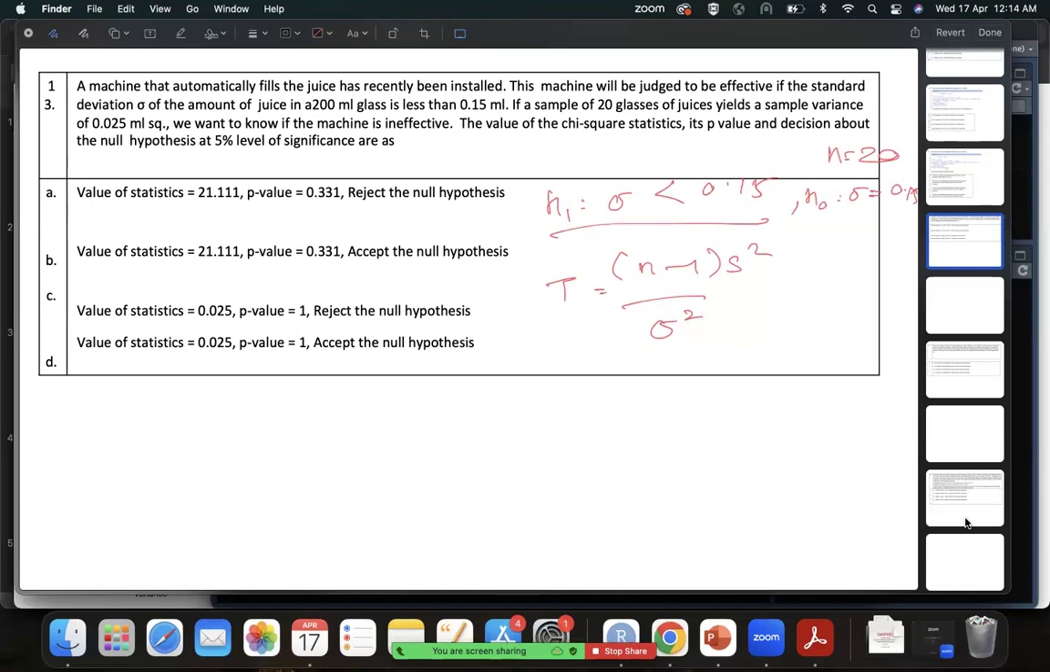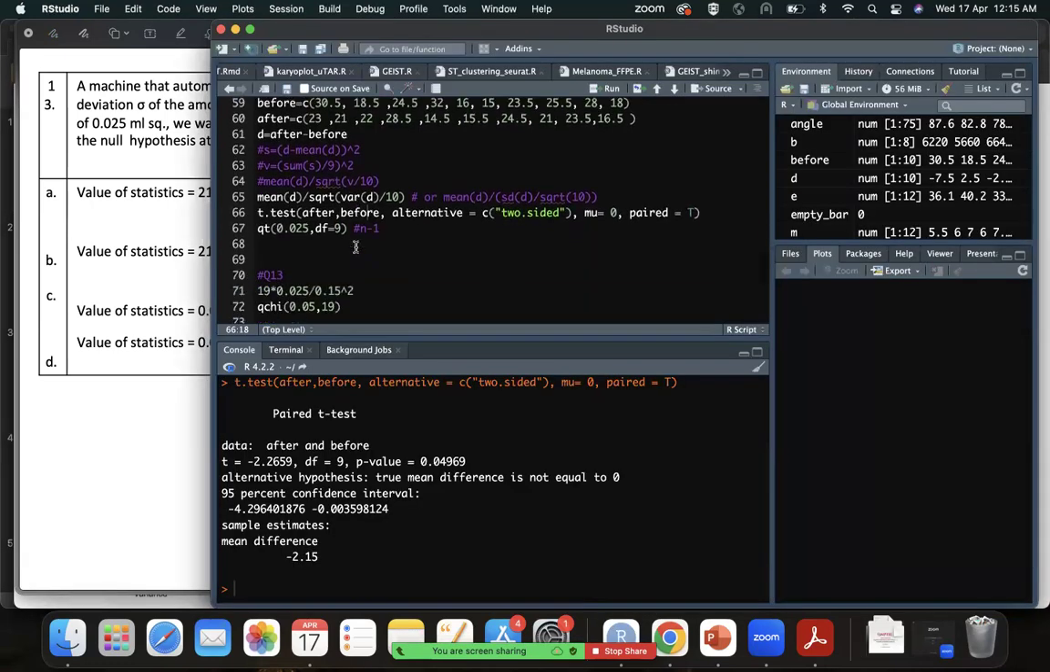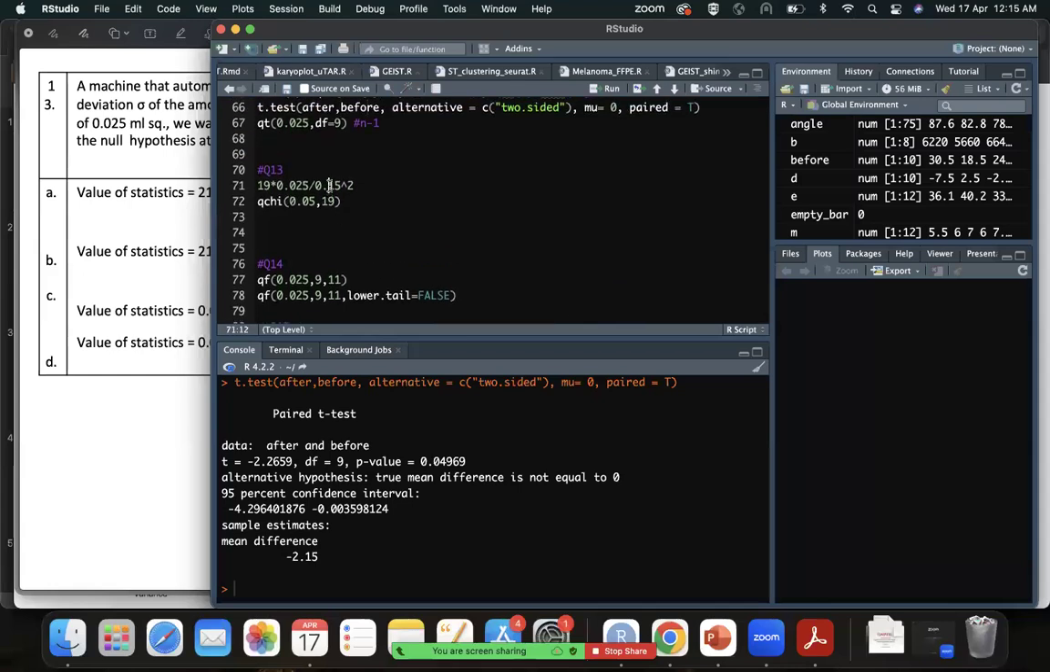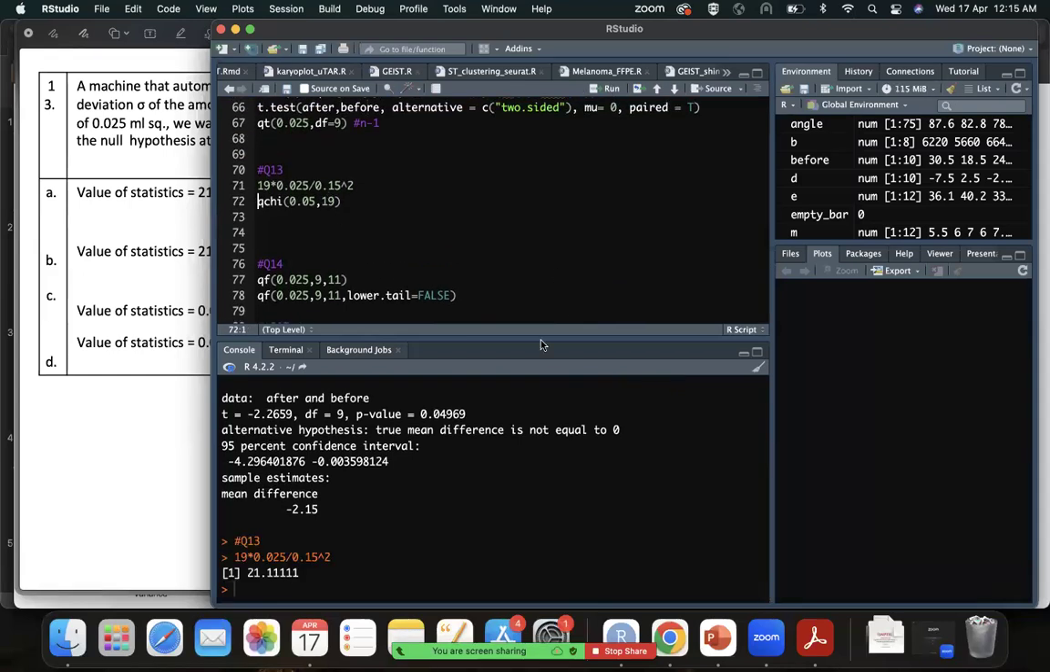What is n? N minus 1 is 19. S square, the sample variance, is given as 0.025, and sigma square is 0.15. So if you substitute all these, what question is this? Question number 13. If you substitute these, you should get 21.111. This is your T observed.